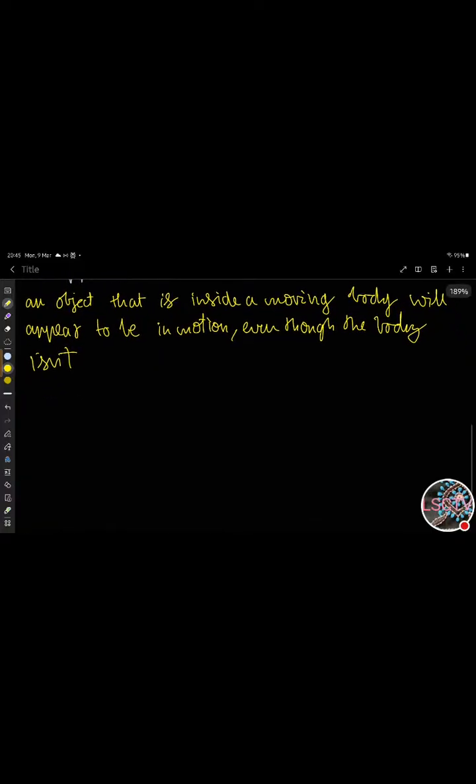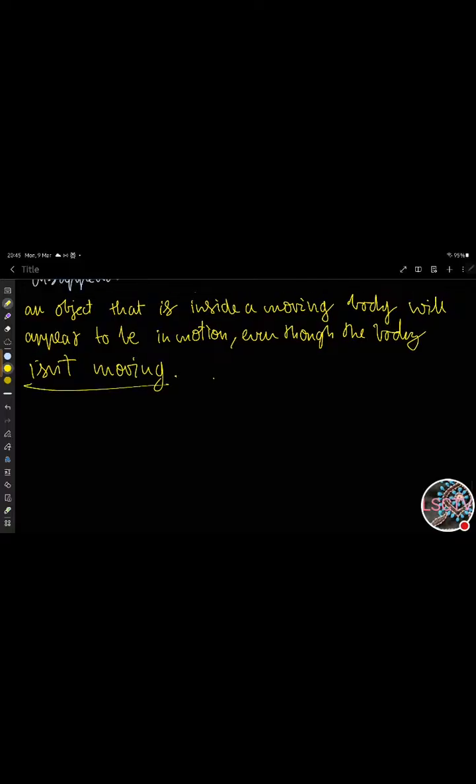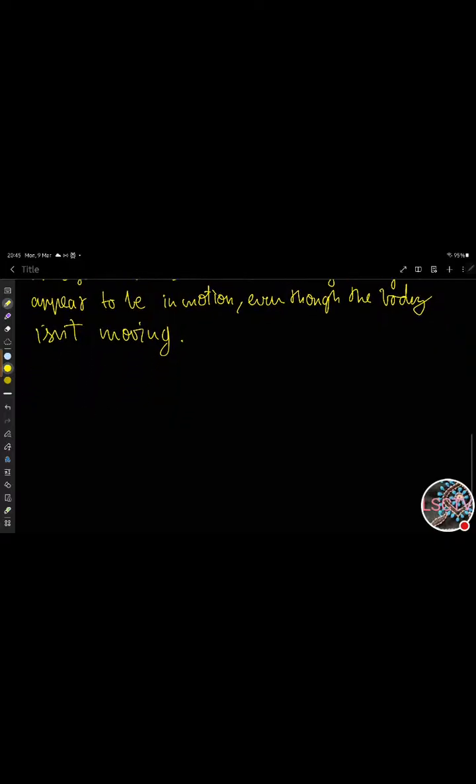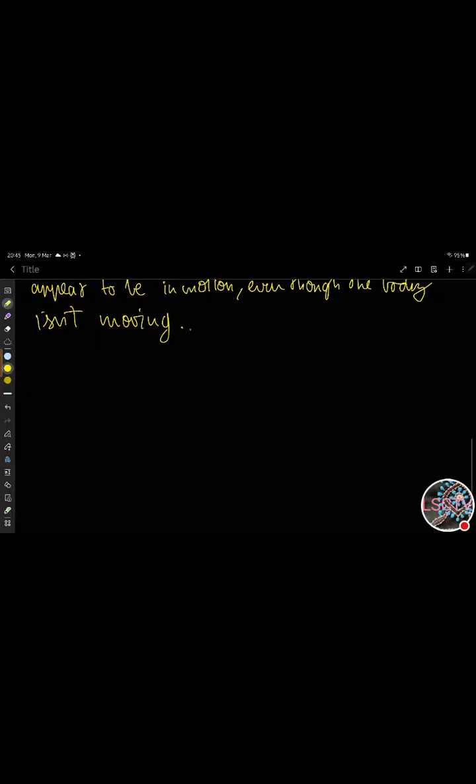Determine motion even though the body isn't moving. I mean, this is also rapid revision, of course. And that too, most probably we might do graphs. Okay? We will most probably do graphs. Even though the body isn't moving. So this shows that motion is relative.